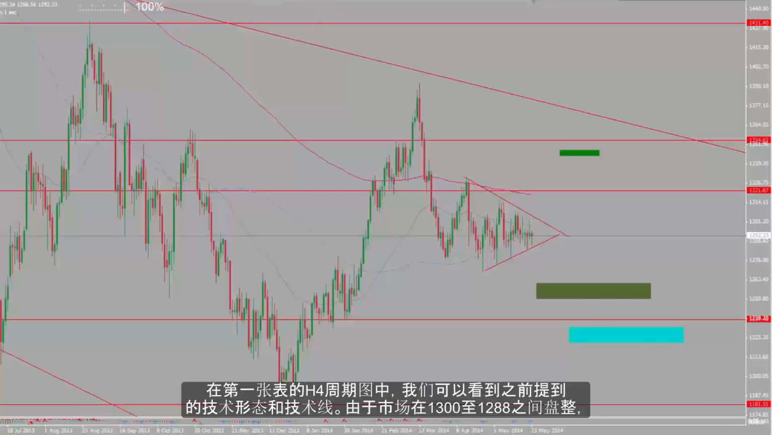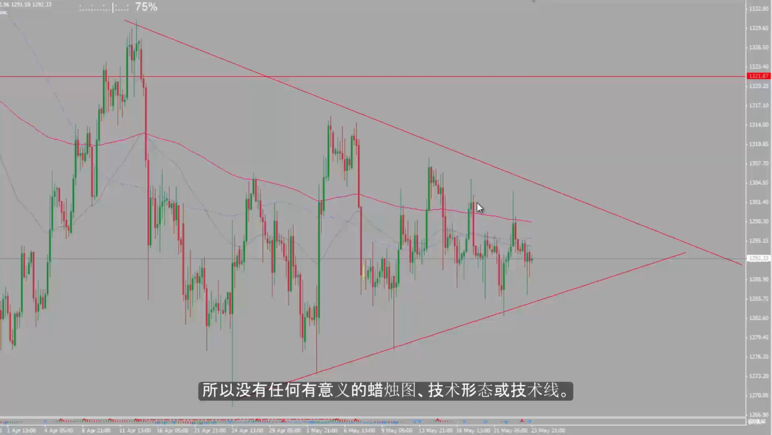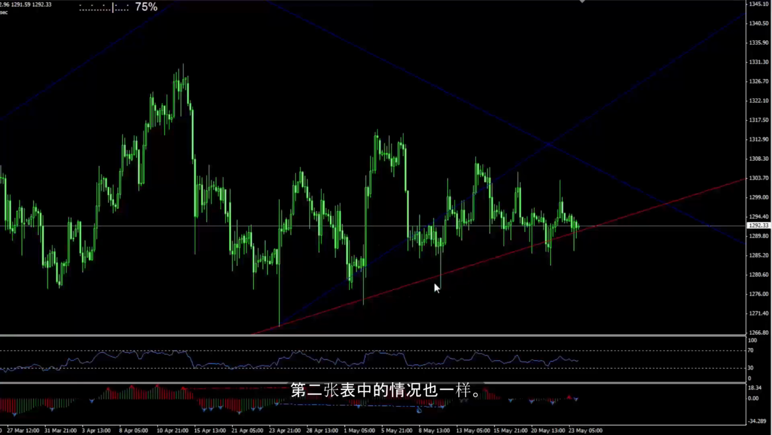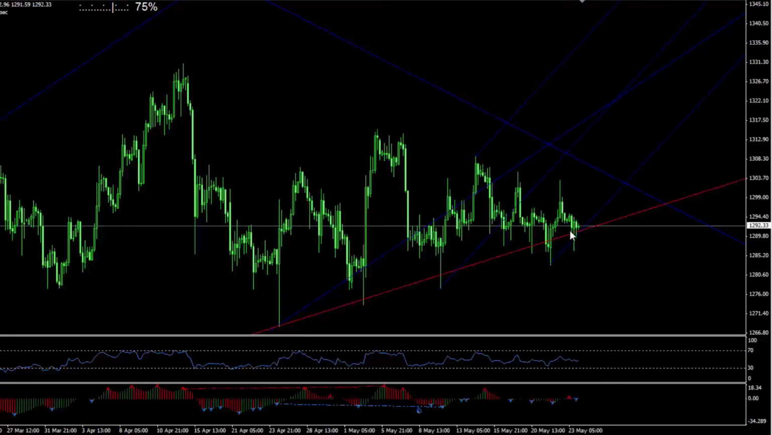On an H4 time frame, the first chart indicates the mentioned patterns and lines, but due to the range market being between 1300 and 1288, there are no important candlesticks, patterns or lines. On the second chart there is the same condition. Only a bullish Andrew's pitchfork can be placed, in which the third pivot is not formed yet.